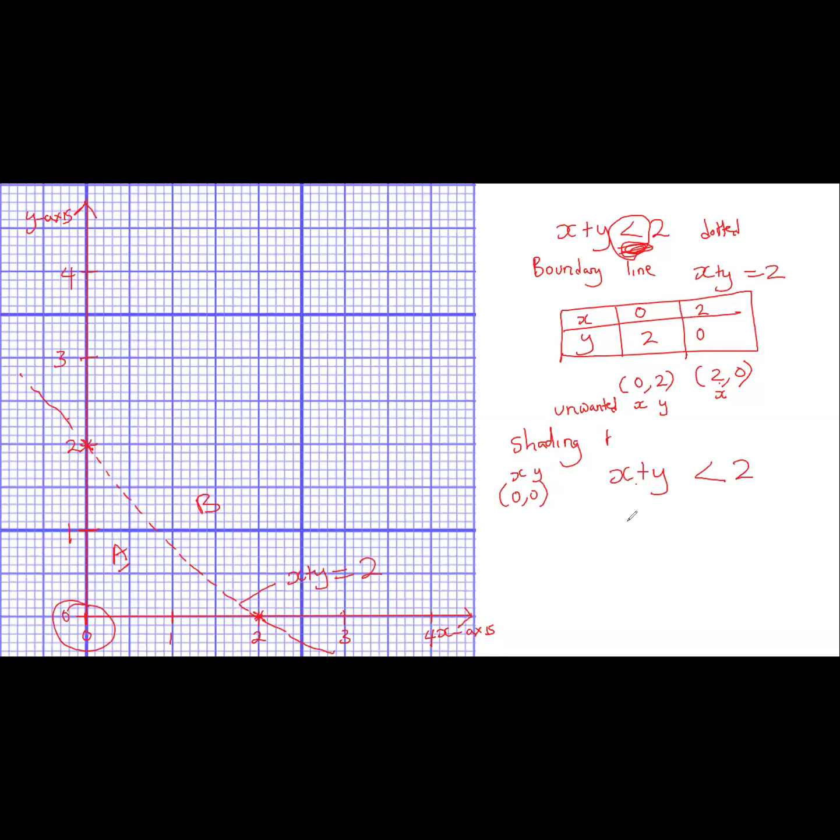So you put it here in the what? In the inequality. So I'll have 0 plus 0 less than 2. So 0 plus 0 is 0, less than 2. Then you ask yourself, does this inequality make sense? Is 0 less than 2? Yes, it makes sense, meaning that region is the wanted region.